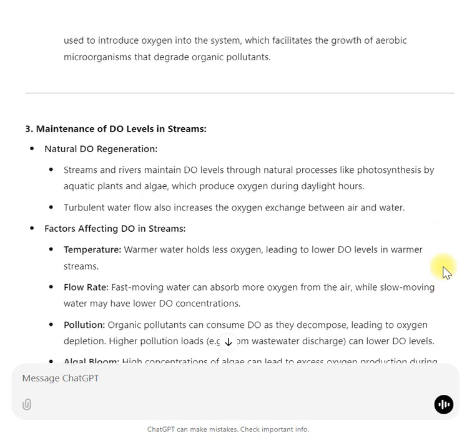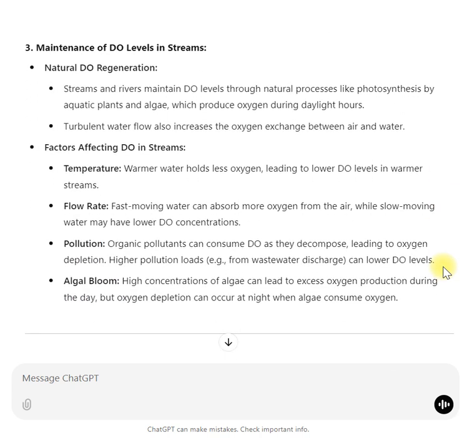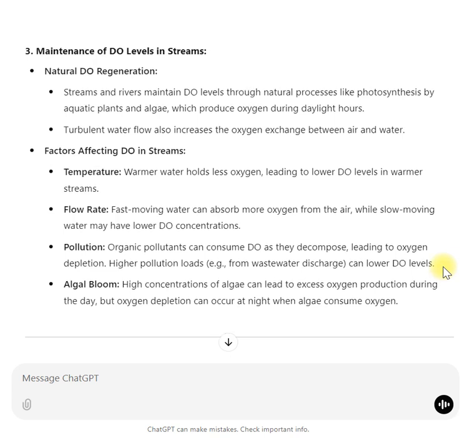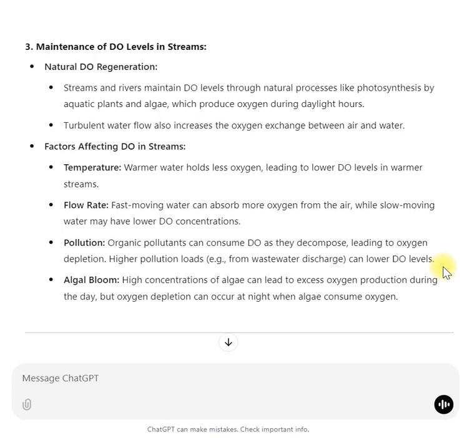3. Maintenance of DO levels in streams. Natural DO regeneration: Streams and rivers maintain DO levels through natural processes like photosynthesis by aquatic plants and algae, which produce oxygen during daylight hours. Turbulent water flow also increases the oxygen exchange between air and water. Factors affecting DO in streams. Temperature: Warmer water holds less oxygen, leading to lower DO levels in warmer streams. Flow rate: Fast-moving water can absorb more oxygen from the air, while slow-moving water may have lower DO concentrations.